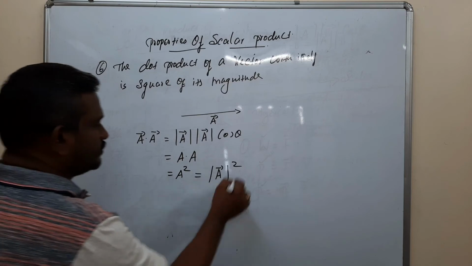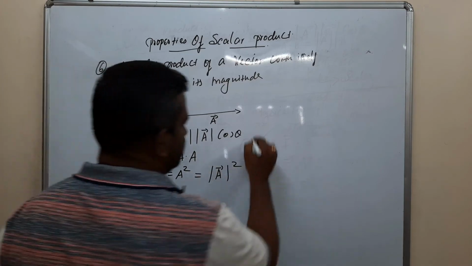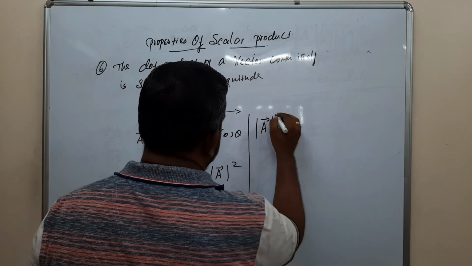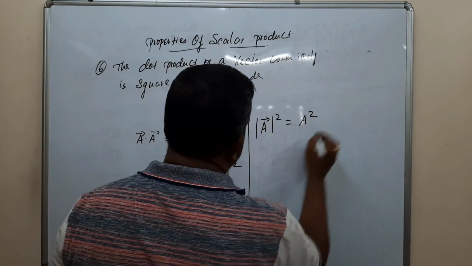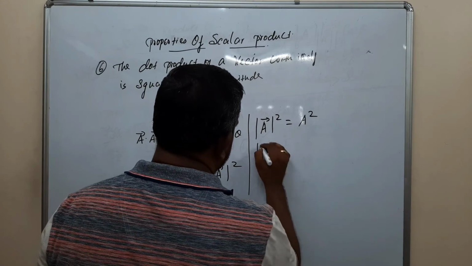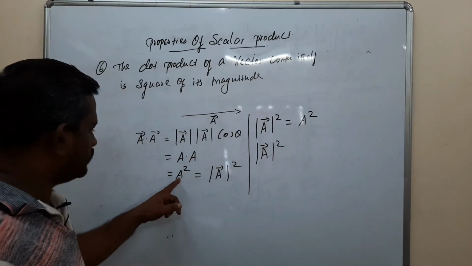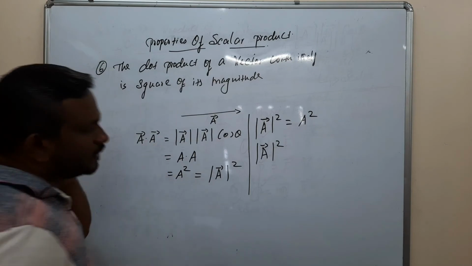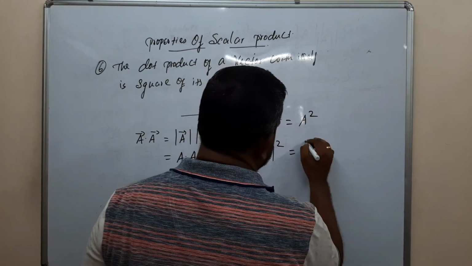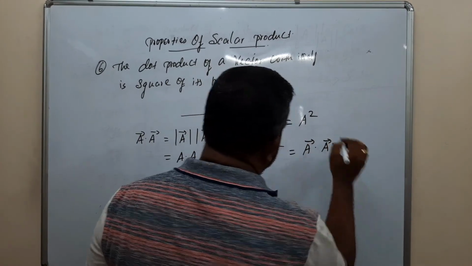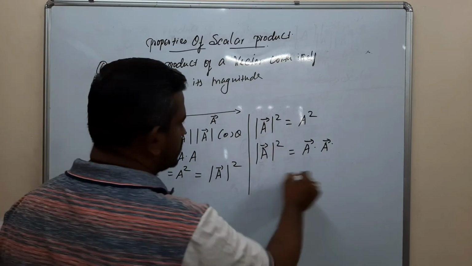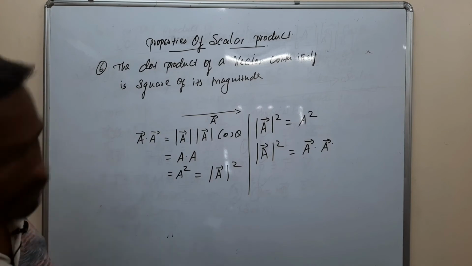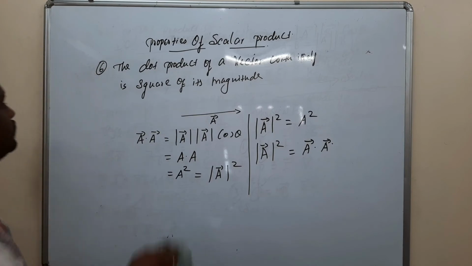So this result we will use: modulus of A vector squared is equal to A square. This means definitely A square is equal to A vector dot A vector. So these two results we will use for the problems. So this is the sixth point. Then the seventh point.